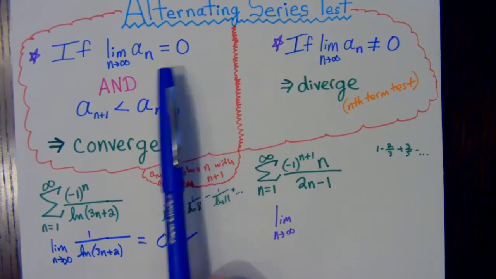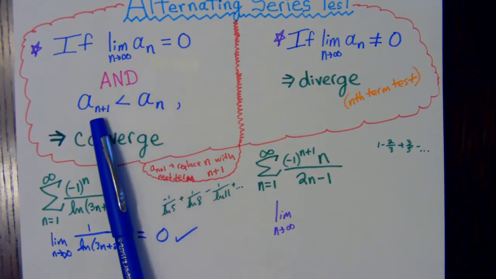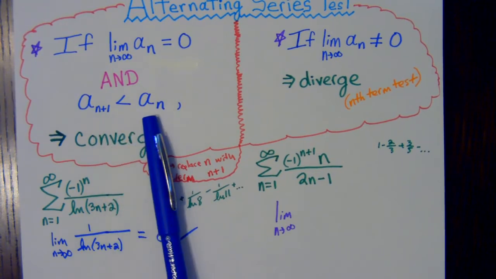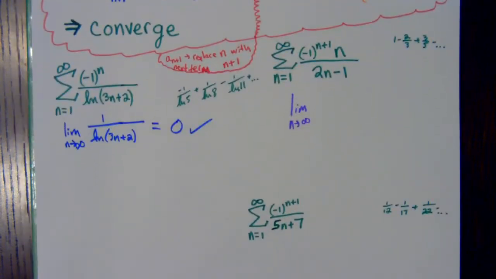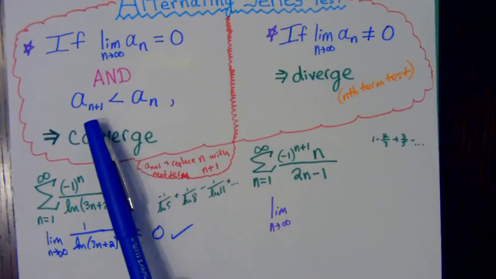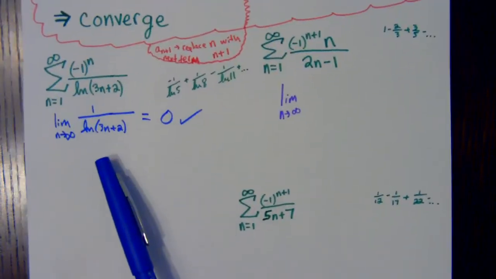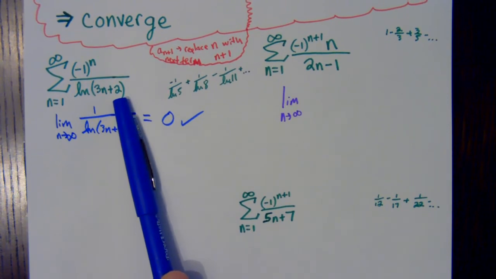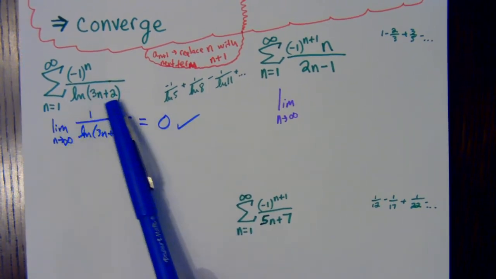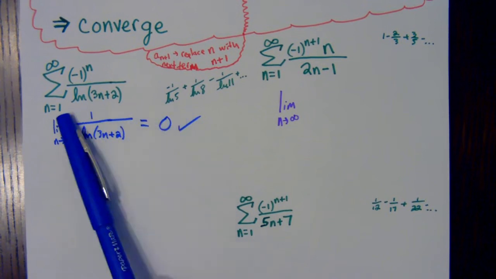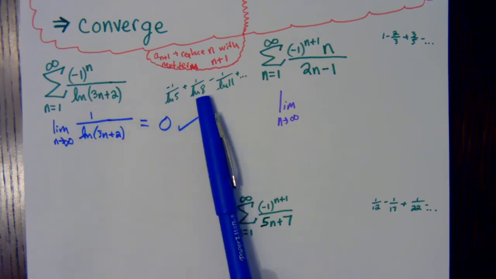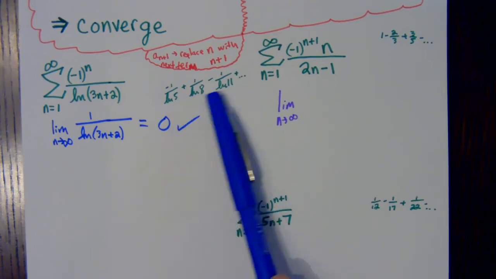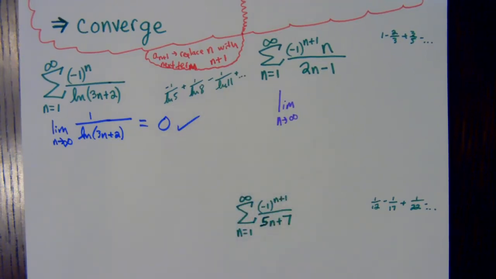Please don't stop there. You also have to show that a sub n plus 1 is less than a sub n. A common mistake is when people do the a sub n plus 1, they want to write down 1 over ln of 3n plus 3. They'll just go to that and add 1. But if you look at the pattern, when I plugged in 1, I got the ln of 5 on the bottom. Then when I plugged in 2, that next term, I got the ln of 8. I didn't just add 1 each time. You're adding 3 each time to that ln part of the problem.